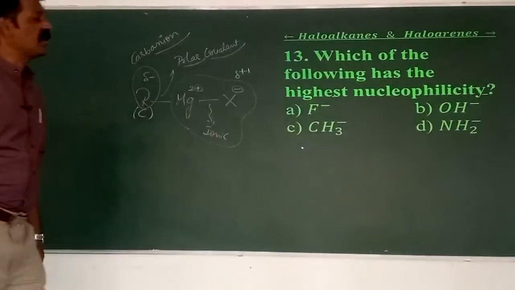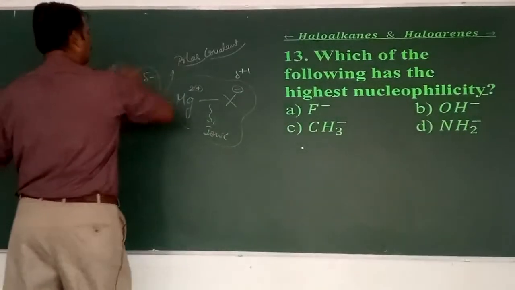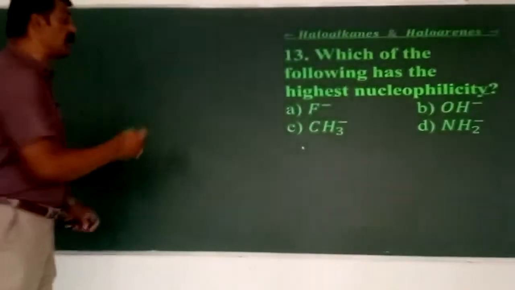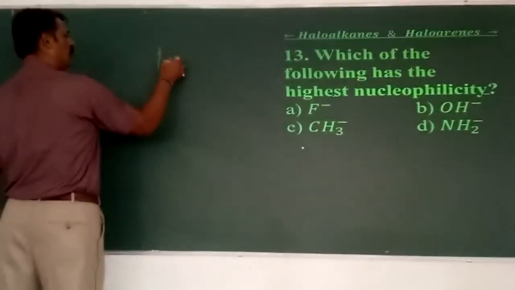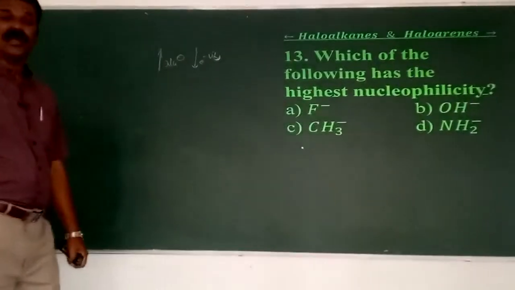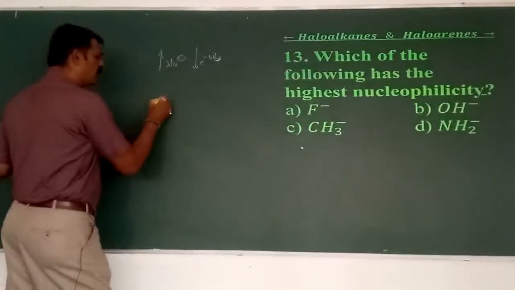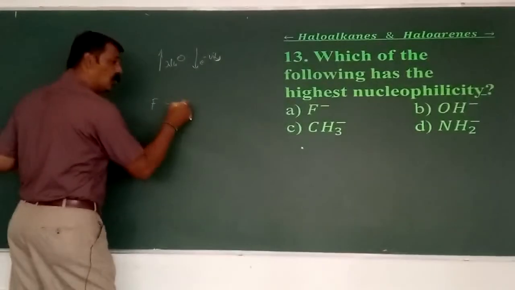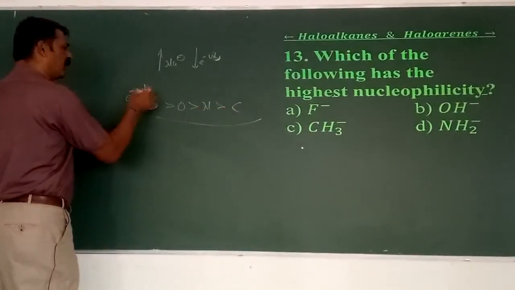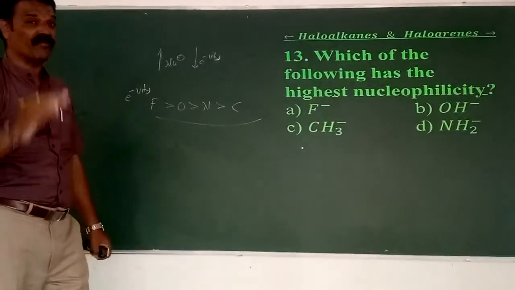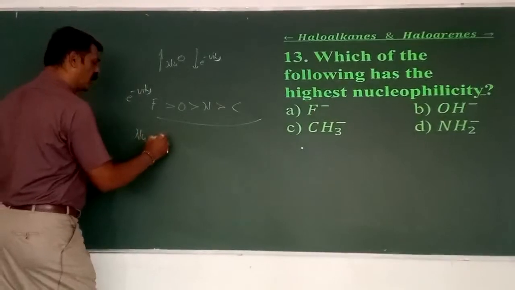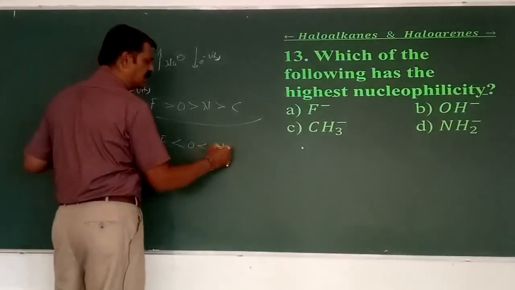Which of the following has the highest nucleophilicity? Highest nucleophilicity means lesser is the electronegativity. Among that, what I observed? F is greater than O is greater than N is greater than carbon. This is the electronegativity order. But here we have the nucleophilicity. Therefore, what is the nucleophilicity order? F is less than O is less than N is less than C.